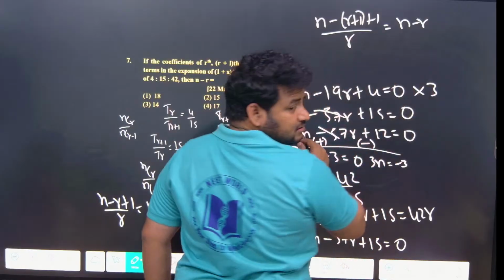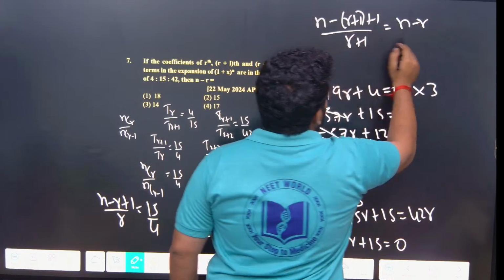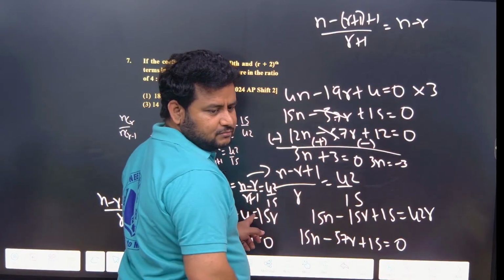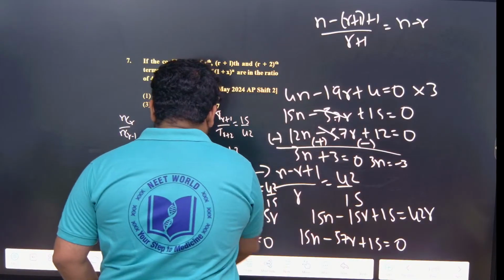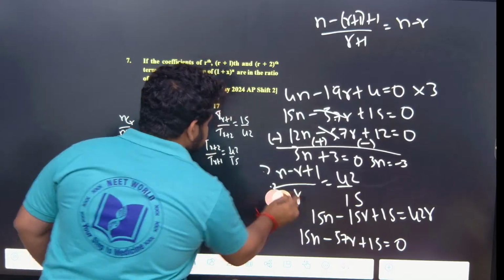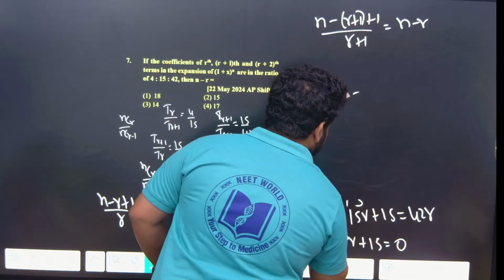What is it? Okay, r plus 1. So this will be r plus 1. So this will become n minus r by r plus 1. Okay, n minus r by r plus 1. Just you multiply. Now you multiply this. Take up this, no need to worry. This one you take up again.